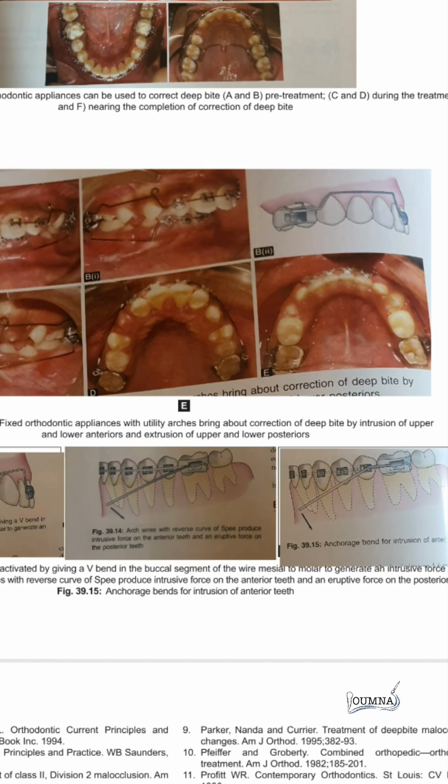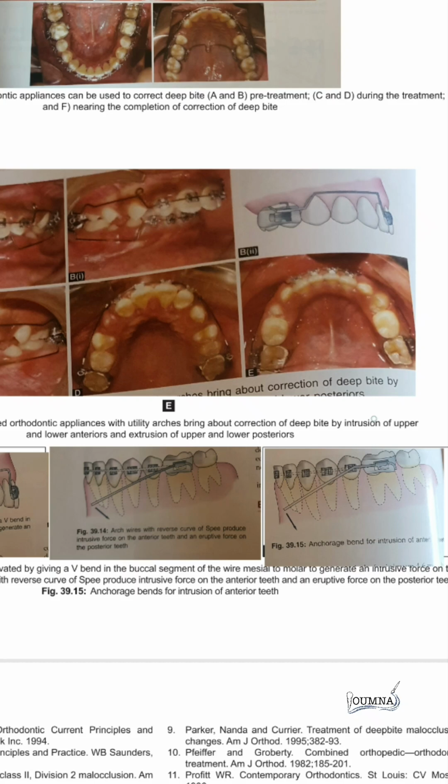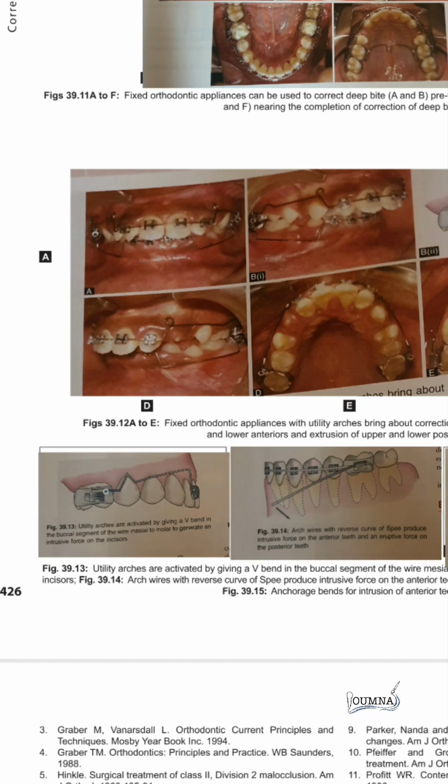These bring about correction of the deep bite by intrusion of the upper and lower anteriors and extrusion of the upper and lower posteriors, and they get their retention from the molar. The V-shaped activation part is on the premolar, where when we bend it and activate it, we get an intrusion force that is applied on the anterior incisors.